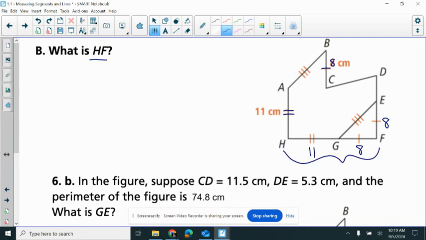That's from there to there. I now have enough information to answer that, because those two pieces together would be 19 centimeters. So that would be the answer. So the big idea there is just making sure that if it's the same number of congruency marks, those sides are going to be congruent.